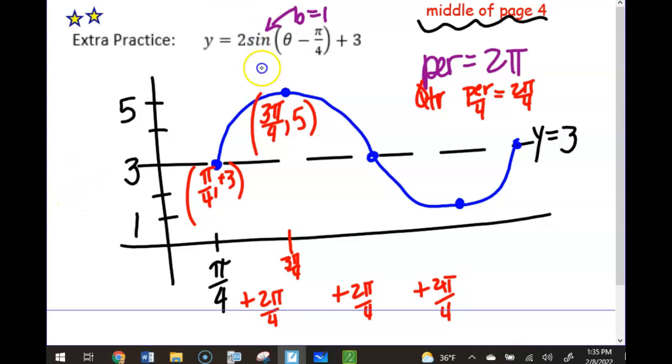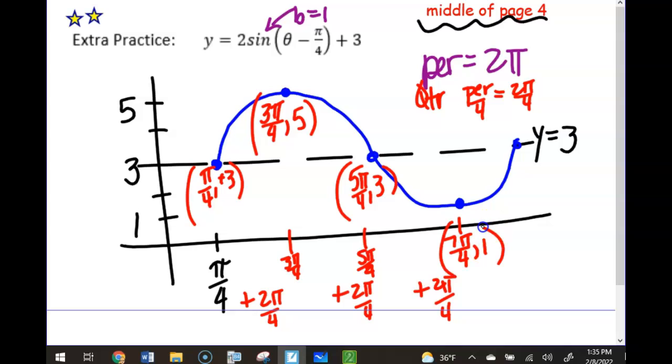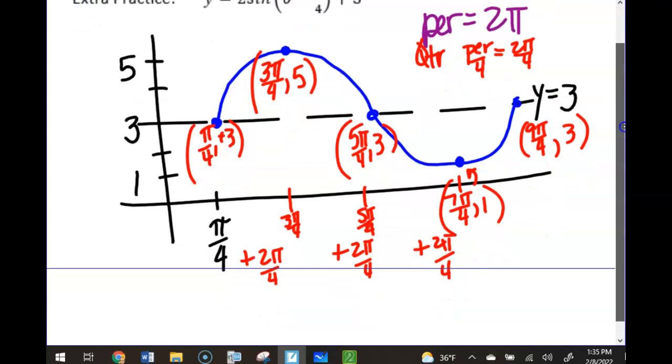Okay. Then if we add another 2 pi over 4, what's the next one? Yes, 3/4 plus 2/4 is 5/4. And that one's at the midline. Plus another 2/4 would be 7/4. And that one is at the minimum of 1. And the last one, anybody tell me the x value? 9/4. Okay.